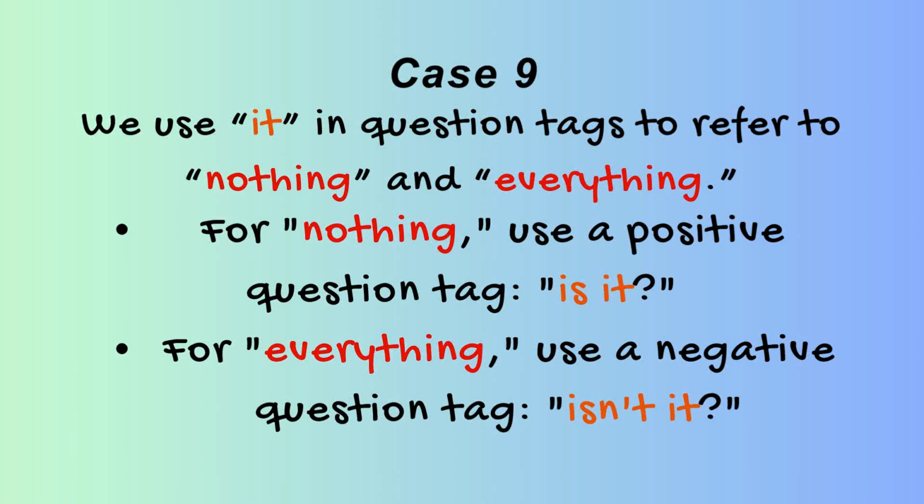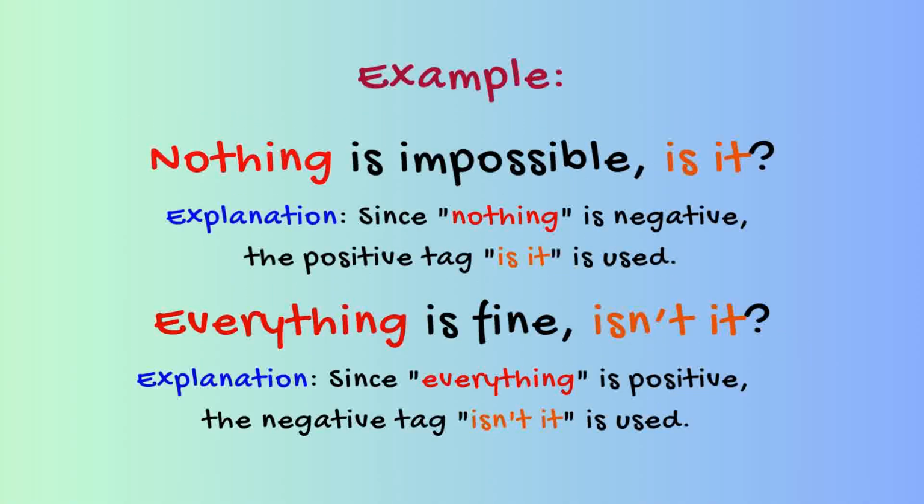Case 9. We use it in question tags to refer to nothing and everything. For nothing, use a positive question tag, is it? For everything, use a negative question tag, isn't it? For instance, nothing is impossible, is it? Explanation. Since nothing is negative, the positive tag, is it, is used. Everything is fine, isn't it? Explanation. Since everything is positive, the negative tag, isn't it, is used.